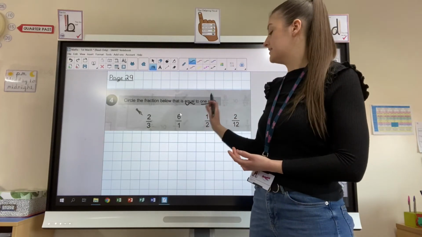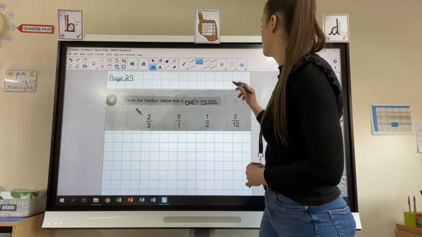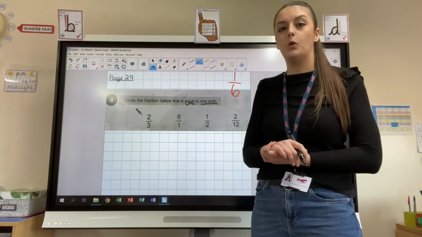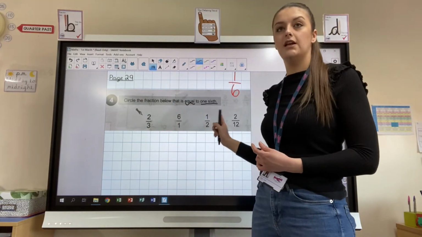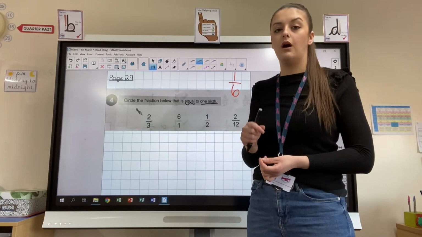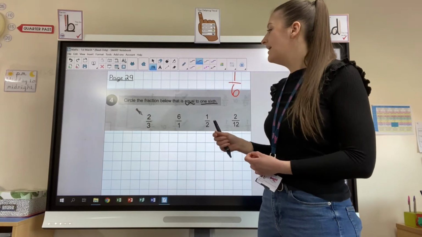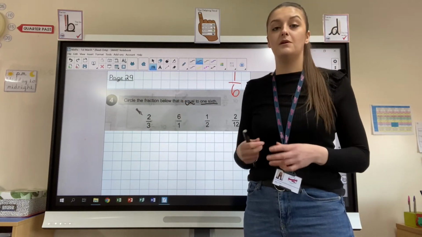Now 1/6 has been written in words there, so I'm going to write that as a fraction. So 1/6, I've got 1 part out of 6 equal parts, 1/6. So I need to circle a fraction here that is equivalent to 1/6. That means it's worth the same value, okay? Now I haven't got on this question any shapes to help me with this.